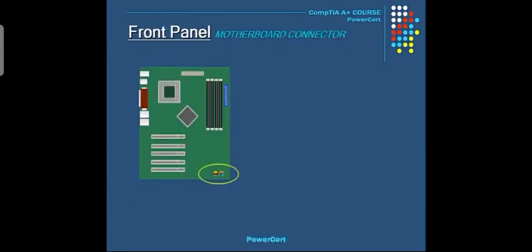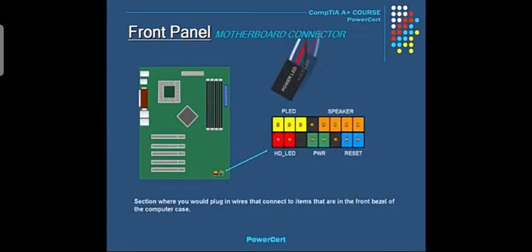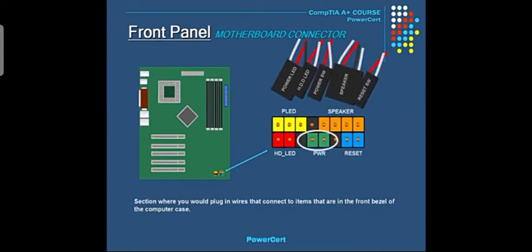Typically located at the bottom right-hand corner of the motherboard, you'll find what's called the front panel connector. And this is where you would plug in wires that connect to items that are in the front bezel of the computer case. So for example, there is the power button connector, and this turns the computer on or off. There's also the power LED, which indicates when the computer is on or off or in standby mode. There is also the hard drive LED, which indicates when there is hard drive activity.